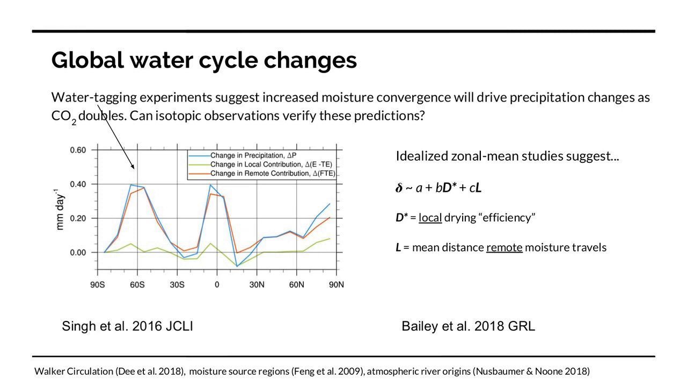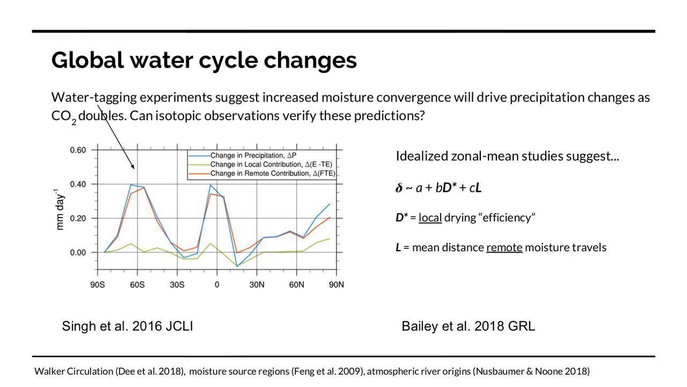Now the other traces are showing you where that change in precipitation, where that change in moisture is coming from. And the green line right around zero is actually the local change in evaporation. So it's not an increase in local evaporation that's driving precipitation changes in most regions of the globe, according to these water tagging experiments in general circulation models. Instead, it's the more orange-brown trace. It's changes in this remote contribution, moisture that's being evaporated elsewhere and transported in.